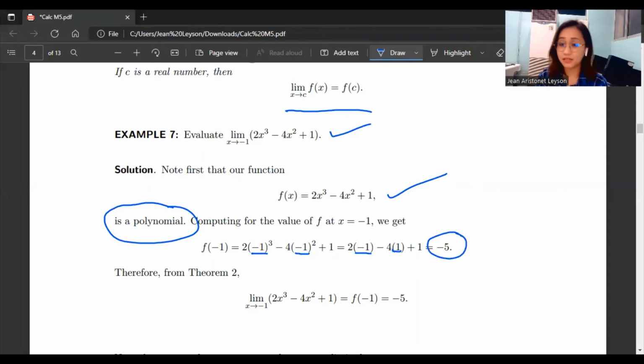That gives us -5. Therefore, from Theorem 2, the limit of the function as x approaches -1 is equal to f of -1, which is equal to -5. This is the same with our previous topic, evaluating the limit of a function at c versus the value of the function at c itself.